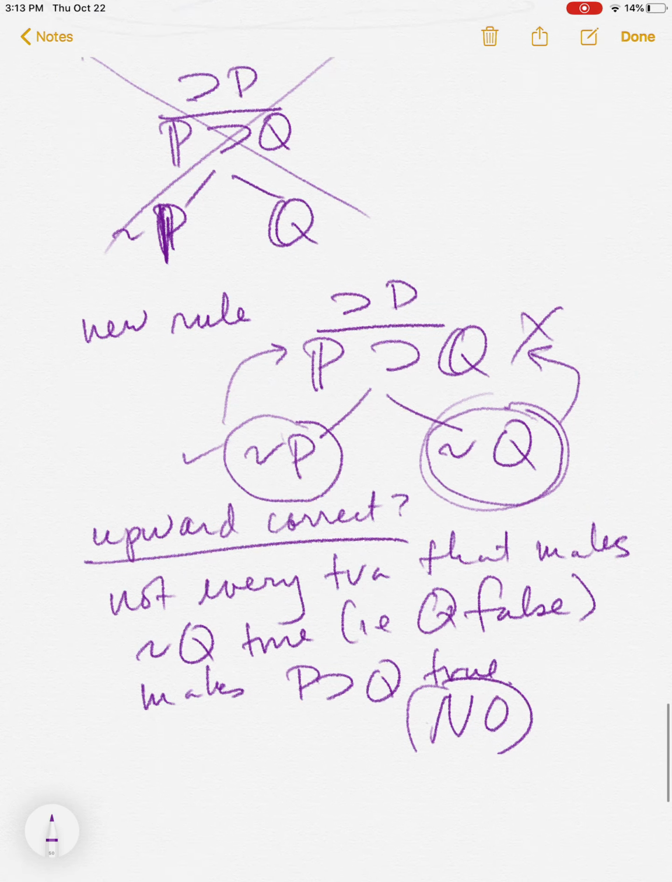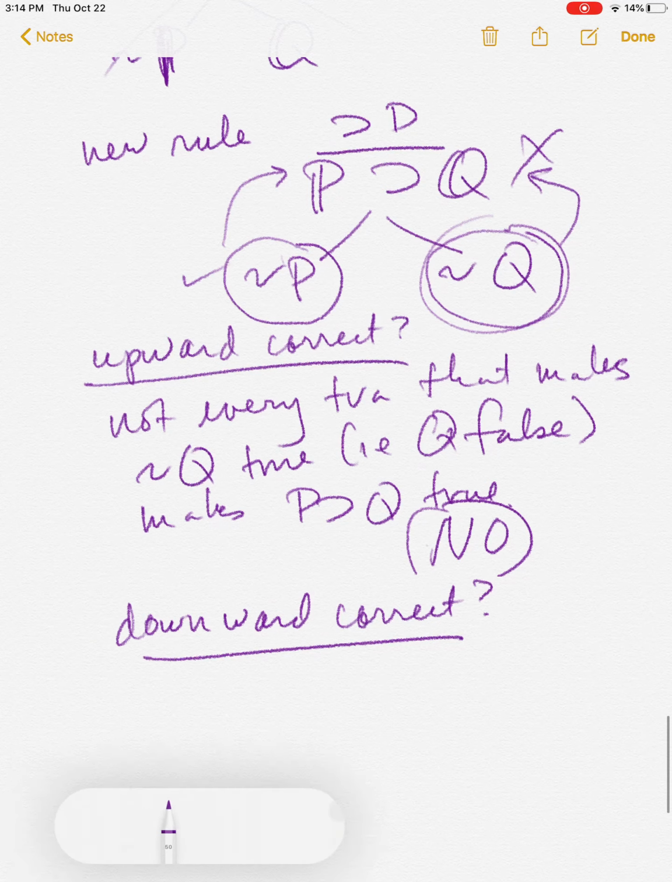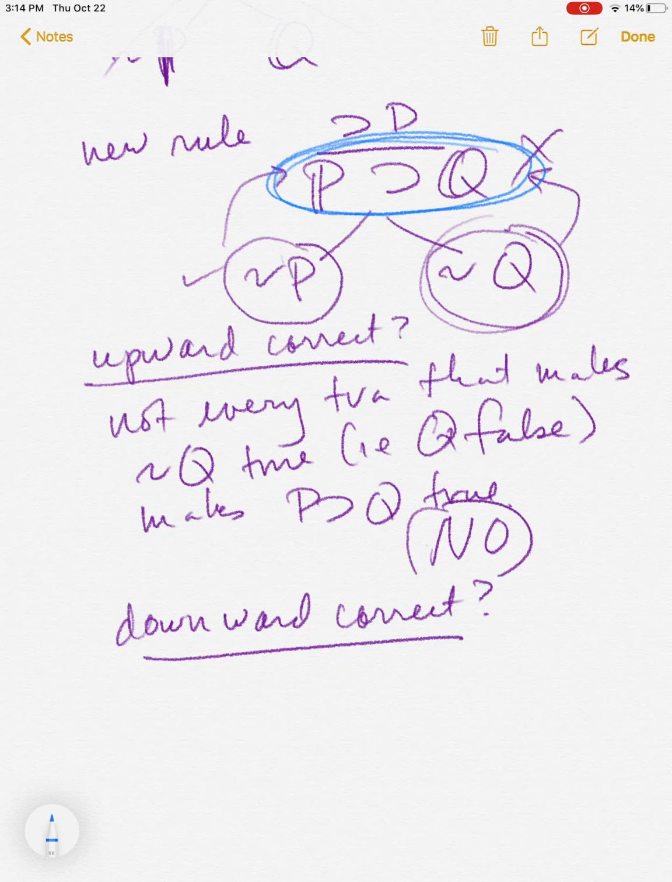Is it downward correct? And again, to say that a rule is downward correct, and this is on page 2 of the handout, a rule is downward correct if and only if every truth value assignment that makes the premise of the rule true, in this case, the conditional true, is going to make at least one list of conclusions true. So in this case, it's going to make this true or that true, and I'm using or inclusively because it says at least one.